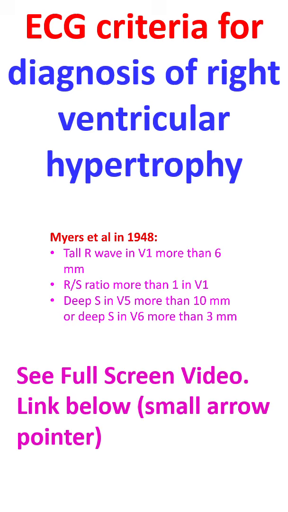There were a few more criteria by them based on small s in V1, small s in V5, V6 and reduced R by S ratio in lateral leads, which are seldom used. QR in V1 was another criteria for RVH by Myers et al., which is considered significant even now.